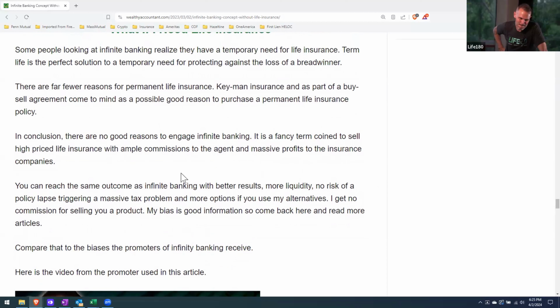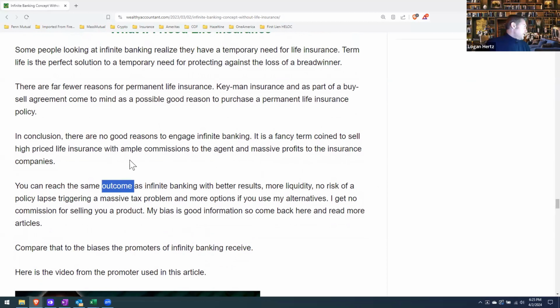You can reach the same outcome as infinite banking with better results, more liquidity, no risk of a policy lapse triggering a massive tax problem, and more options if you use my alternatives. I get no commission for selling you a product. My bias is good information, so come back here and read more articles. Compare that to the biases the promoters of infinite banking receive.